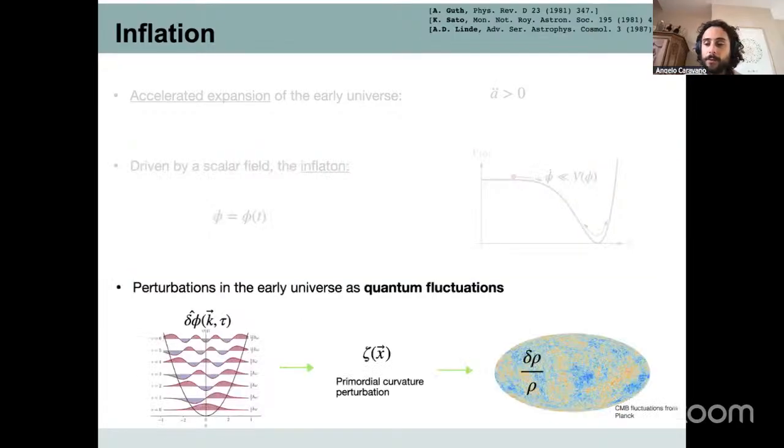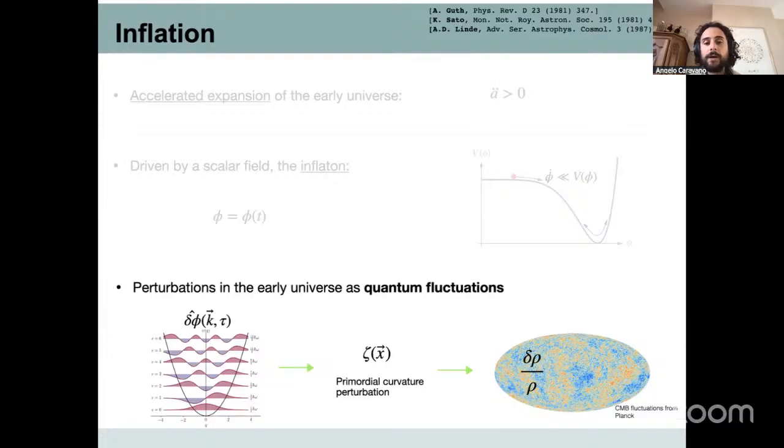But the most powerful thing about this picture is that it allows us to understand why there are perturbations in our universe from which all the structures in our universe are formed. These are seen as quantum fluctuations of the inflaton field that during inflation are stretched to macroscopic and cosmological curvature perturbations imprinted in the sky that then can be seen, for example, as fluctuations in the cosmic microwave background.